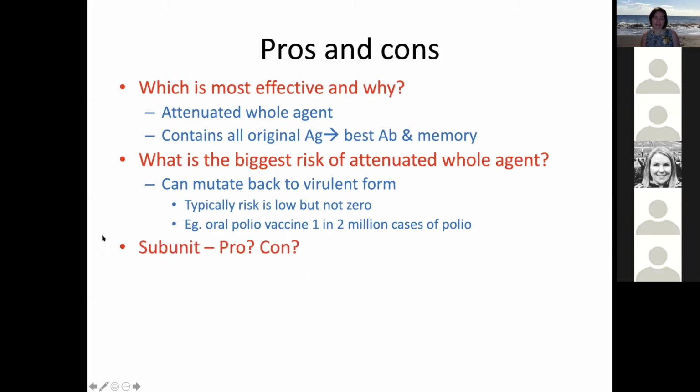Okay, and we've already touched on this with some of our previous answers, right? One of the pros of the subunit is that you're never going to back mutate to anything. You can't be harmed by it unless you're allergic to that antigen. And one of the cons is that because it's only one antigen, it's not going to be as effective.